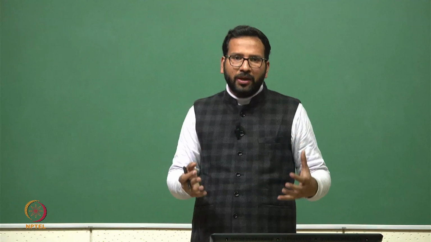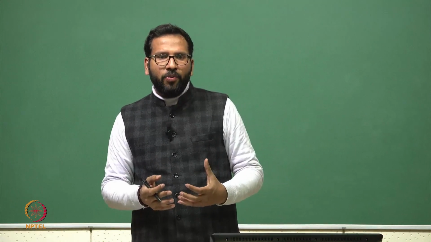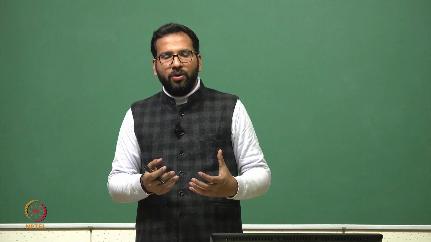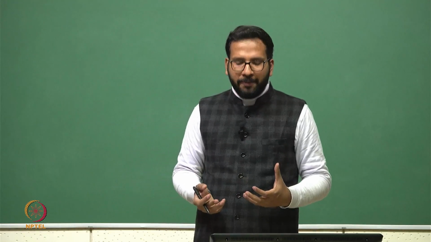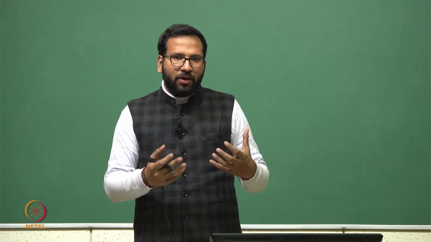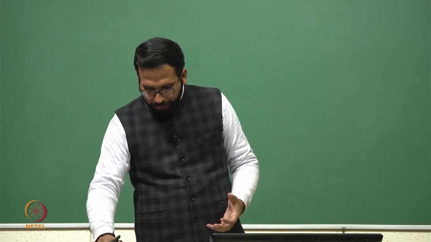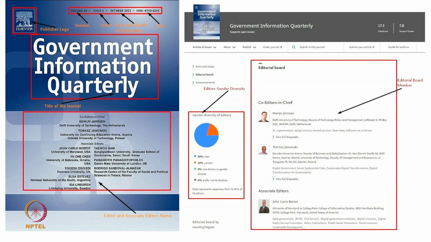So these are the 19 key attributes of a journal which are important to know what exactly a journal is. We will see all of these attributes with examples. So this is an example of a journal titled Government Information Quarterly.